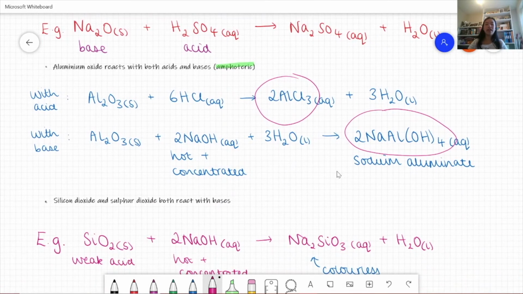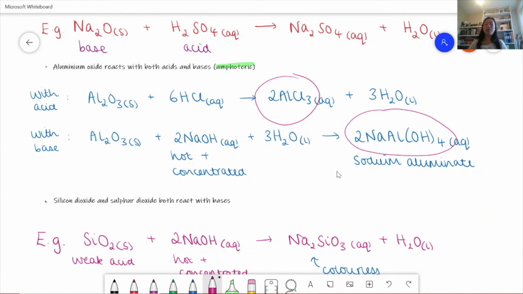And quite a useful thing that you can use to remember the difference is that this one, where you've reacted the aluminium oxide with a base, has this OH-, so you kind of feel like it's been added with a base compared to AlCl3. So if you want to try and remember which one's which, then that could help you.